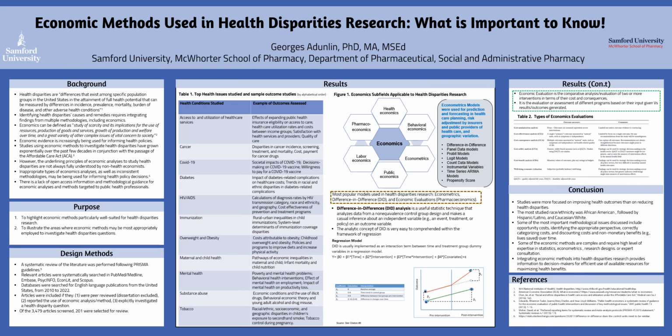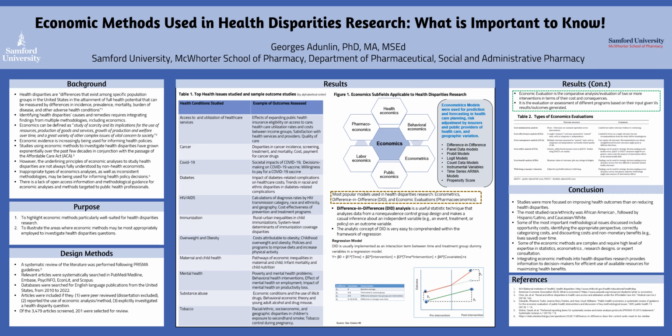The economic subfields applicable to health disparities research, those related specifically to health disparities, include health economics, pharmacoeconomics, labor economics, public economics, econometrics, and behavioral economics. Some of the most popular methods used to conduct health disparities research include econometrics, difference-in-differences analysis, and economic evaluations, or pharmacoeconomics. Difference-in-differences analysis is a useful statistical technique that analyzes data from a non-equivalent control group design and makes a causal inference about an independent variable.